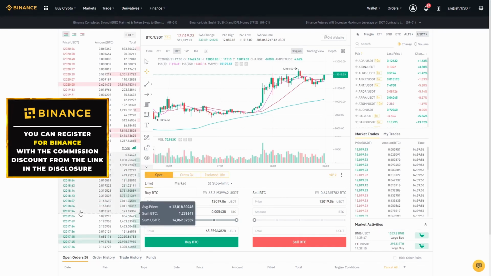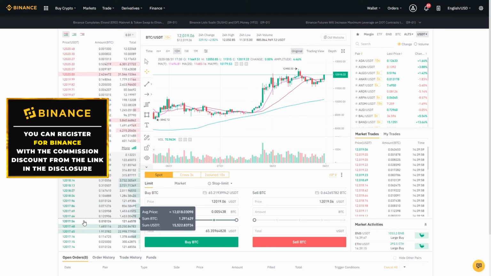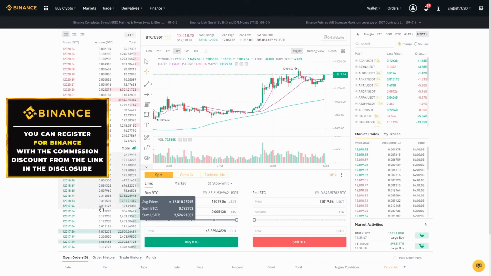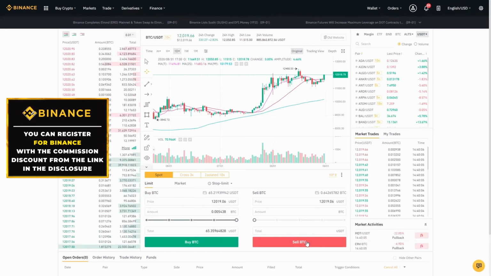On the other hand, say we owned Bitcoin and we wanted to sell it to USDT, we could do that by looking at the prices down here if we wanted to execute the trade immediately, and then we could sell Bitcoin. So we could select a value right here and then select to sell Bitcoin.